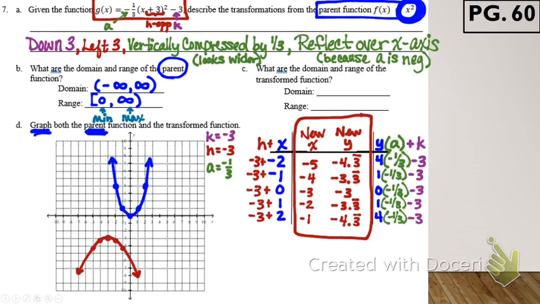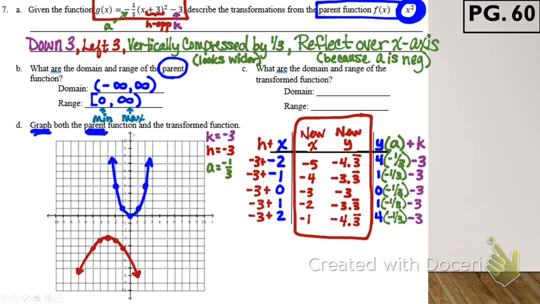Does it look wider than the blue one? Yeah. It looks much wider than my blue one. So it has been vertically compressed. Is it to the left of the blue one? Yes. And is it down compared to the blue one? Cool. So I'm pretty sure that my words and my graph match each other.